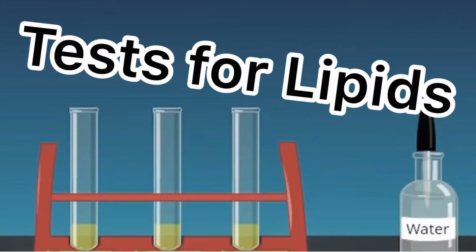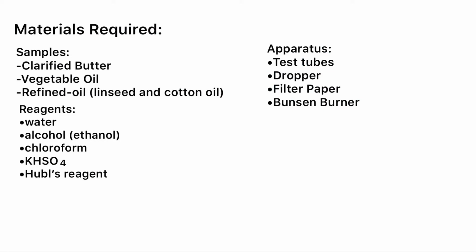to test for the physical and chemical properties of lipids. And for this activity, the materials required are the following. Our samples are clarified butter, vegetable oil, refined oil, which can be linseed oil, and cotton oil. The reagents that we will be using are water, alcohol, specifically ethanol, chloroform, potassium hydrogen sulfate, and Hubl's reagent.